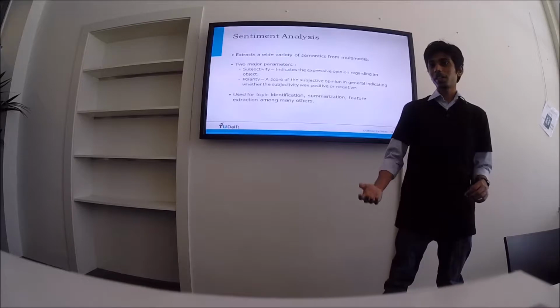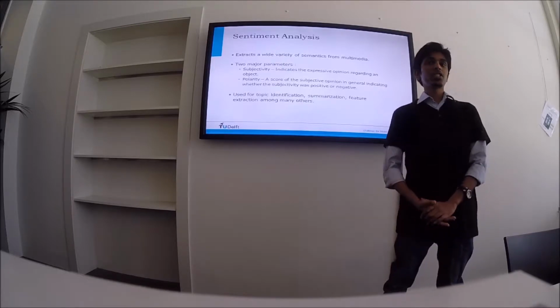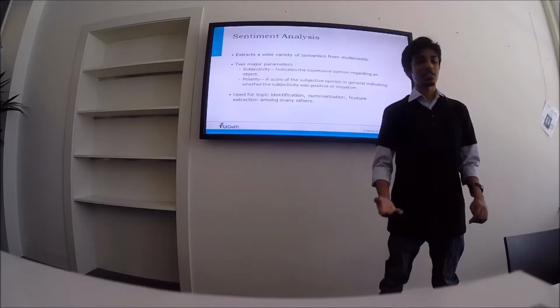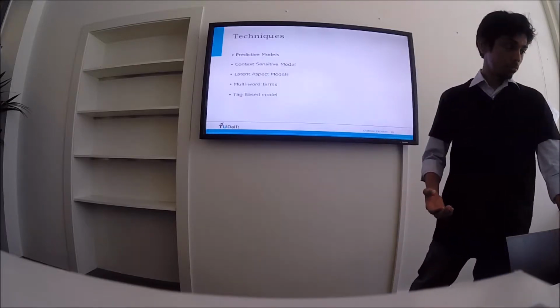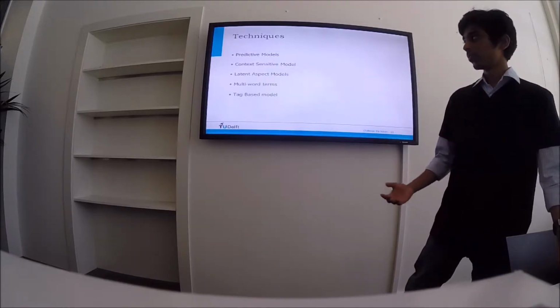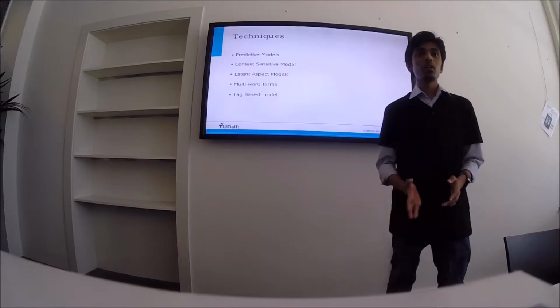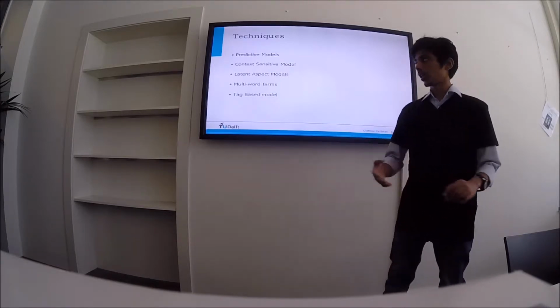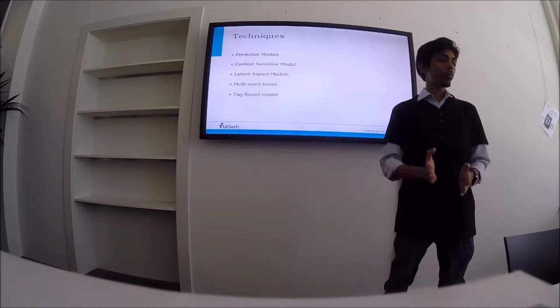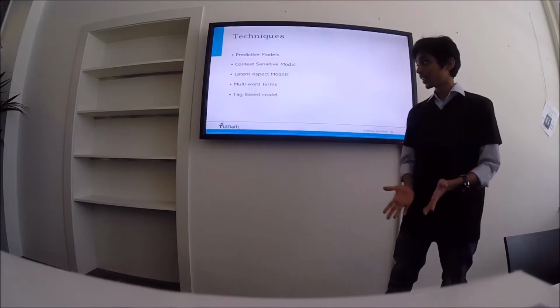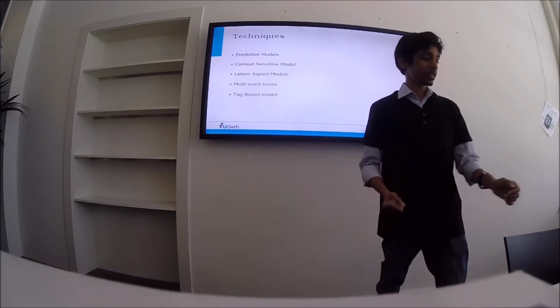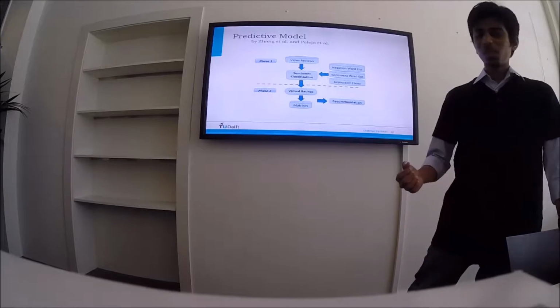It has a wide variety of uses which include topic identification, summarization, and feature extraction. So now these are the techniques we'll be discussing. The first three techniques are full-fledged recommender systems, whereas the last two propose some novel ways to do sentiment analysis. So first, the predictive model.